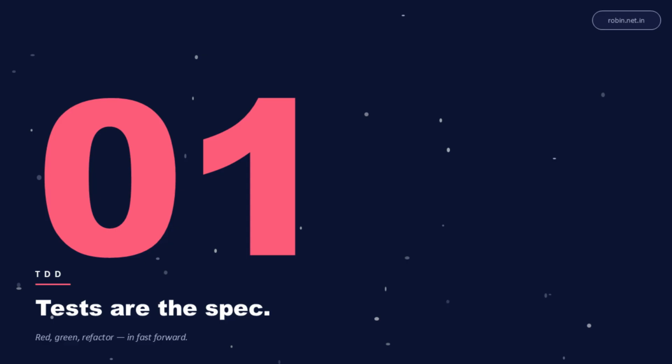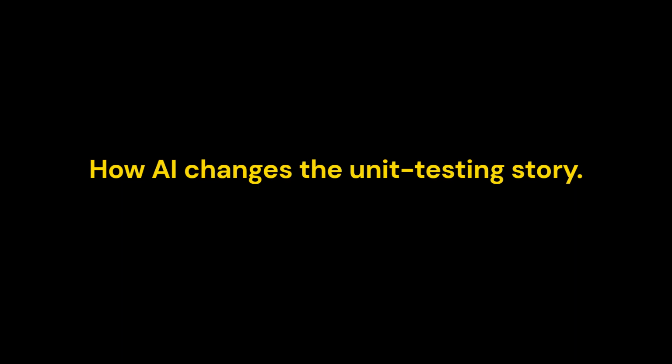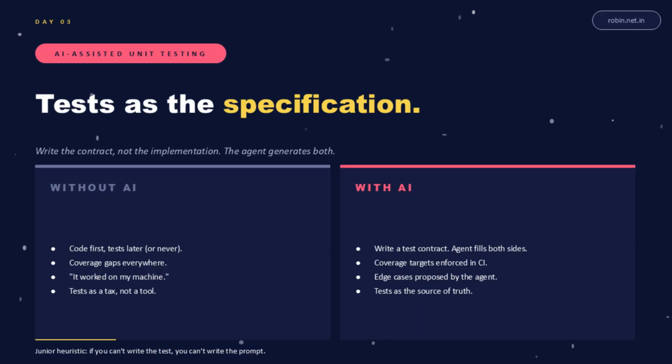Pillar 1. TDD. Tests are the spec. Without AI, tests are afterthoughts. Code first, tests later. Coverage gaps everywhere. It worked on my machine. With AI, tests are the source of truth. You write a test contract, the agent fills both sides, the test and the implementation, and proposes the edge cases. Coverage targets get enforced in CI. Junior heuristic. If you can't write the test, you can't write the prompt.